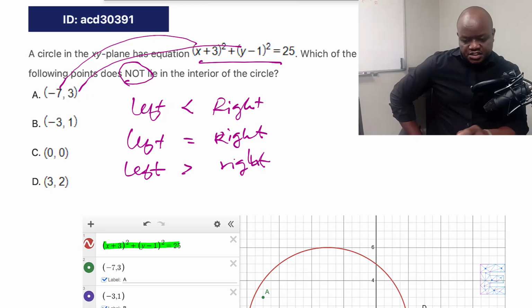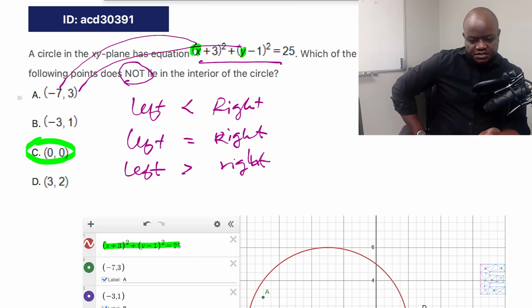So let's actually plug in 0, 0 as a quick example. If you plugged in 0, 0, we would have 0 here and 0 here. So 0 plus 3 is 3, 3 squared is 9, right? And then 0 minus 1 is -1, -1 squared is 1. So 9 plus 1 is 10. You would see that 10 is less than 25.